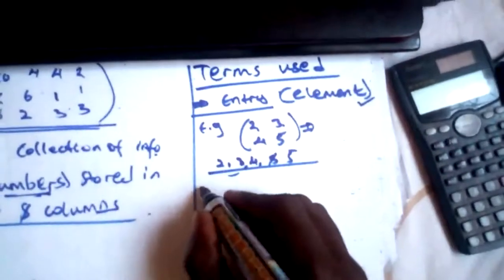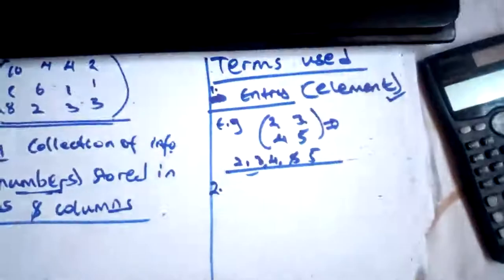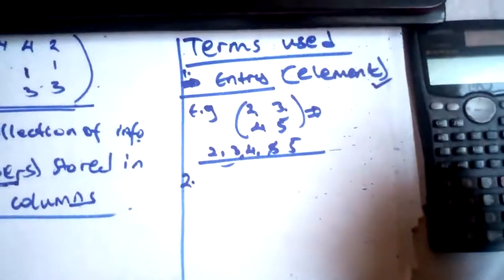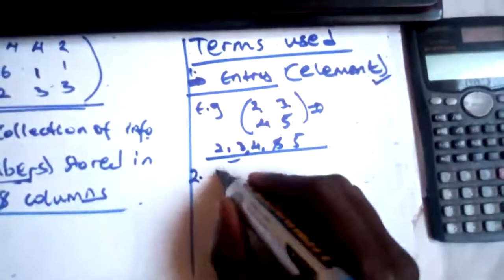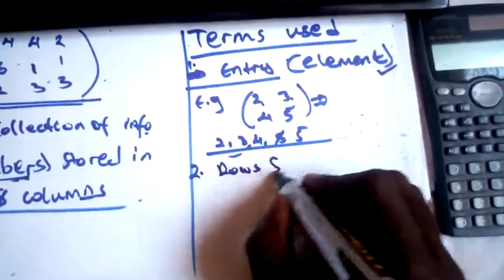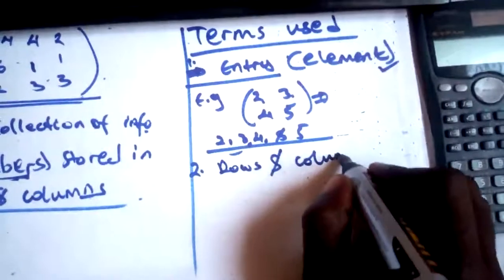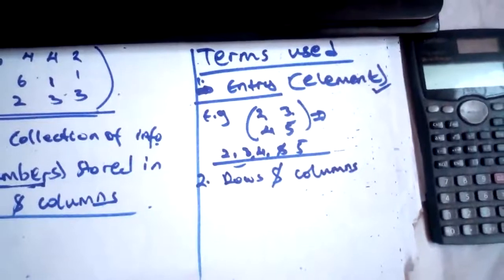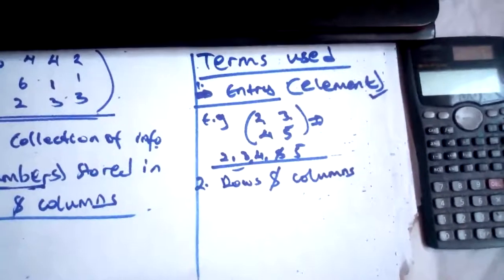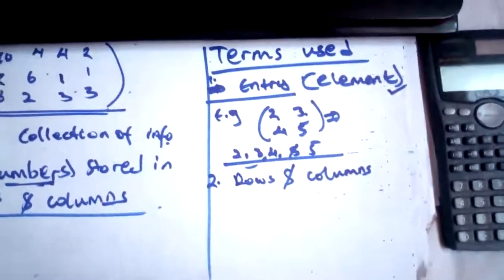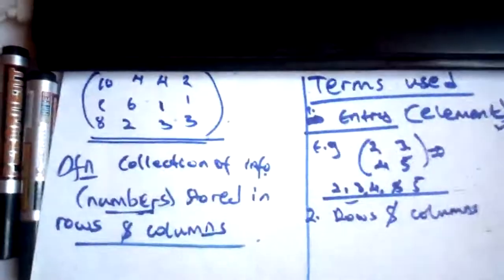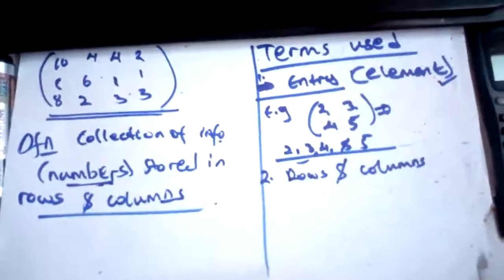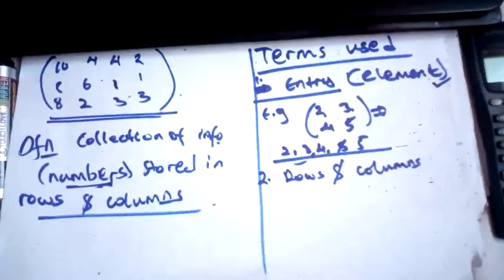Let's define another term. That is the second term that we need to know before we deal with the matrix. We look at rows and columns. Remember I was telling you about how the information is stored in the form of rows and columns, but what does a column and a row really mean?